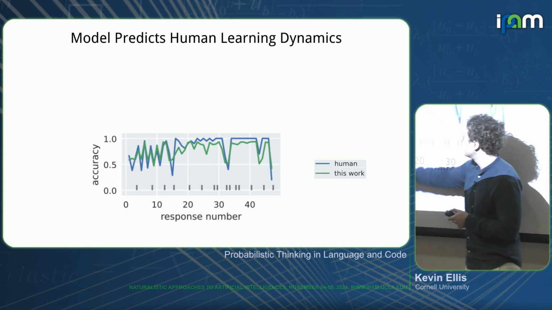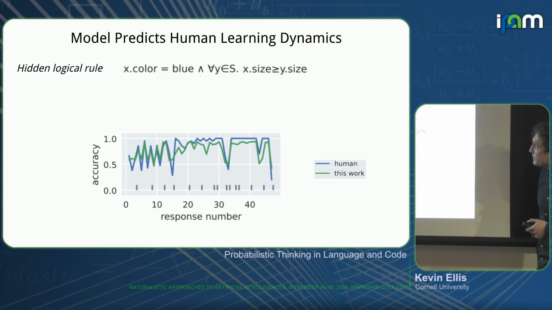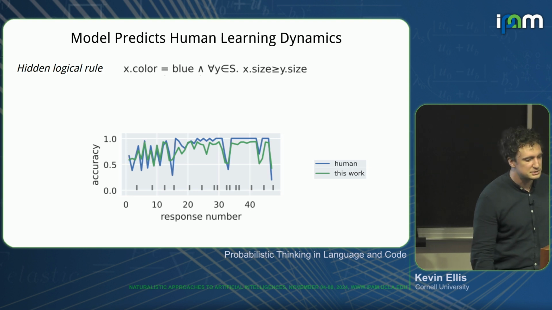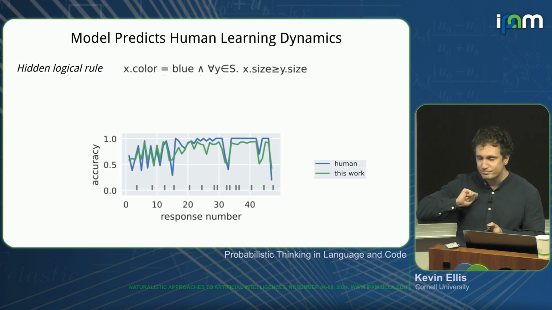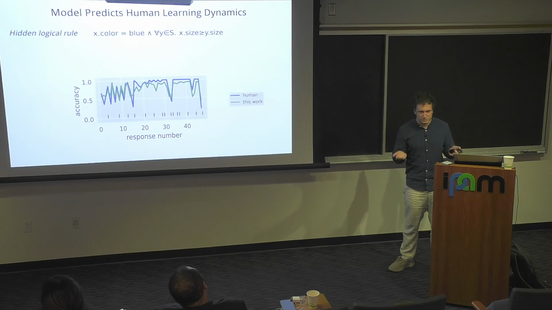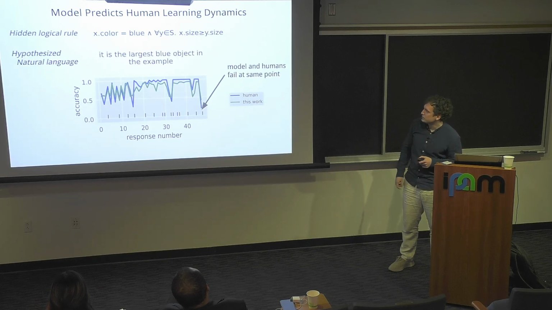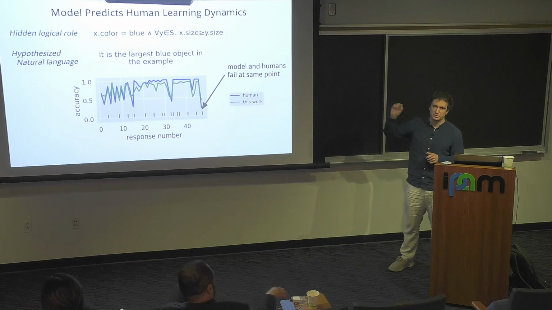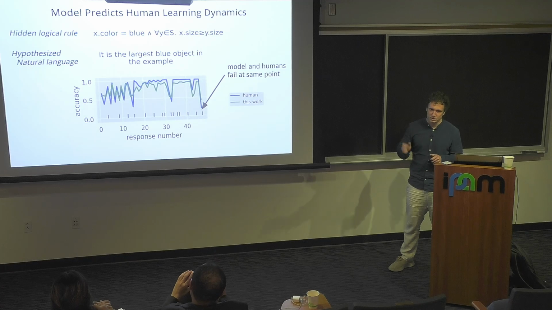In the limited trials, they do pretty good, and they all fail at once. And what's going on is that the hidden logical rule is that it has to be blue and also the biggest thing. And that's sort of weird to say. It might be easier to say, it's the biggest blue thing. And to explain this failure, if we look at what the model is concentrating its probability mass on, it's saying it's the largest blue object in the example, or the biggest blue thing, which is close, a little bit easier to say than the ground truth.